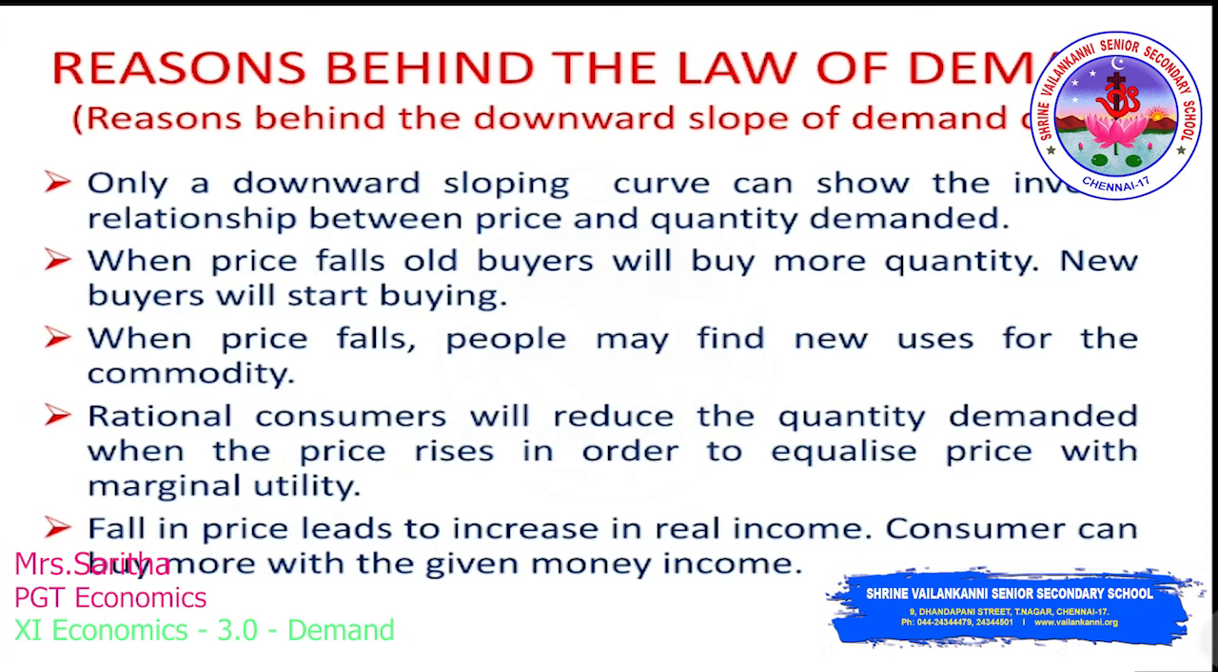What are the reasons? Only a downward sloping demand curve can show the inverse relationship between price and quantity demanded. When price falls, old buyers will buy more quantity, and new buyers will start buying. When price falls, people may find new uses for the commodity. A rational consumer will reduce the quantity demanded when the price rises in order to equalize price with marginal utility. Fall in price leads to increase in real income. Consumer can buy more with given money income.